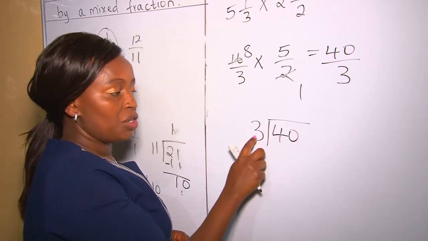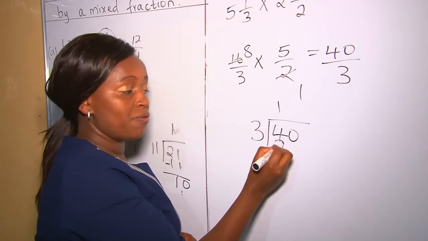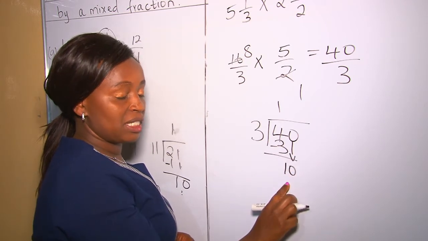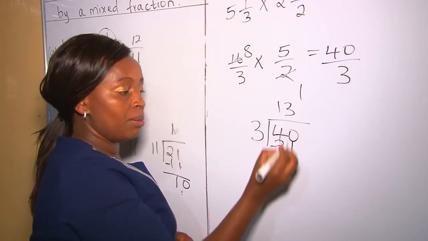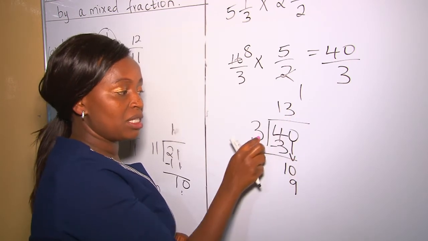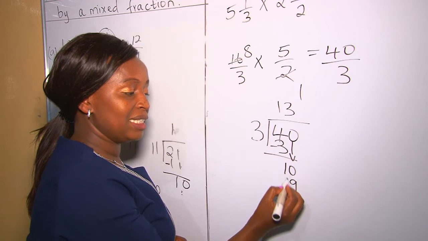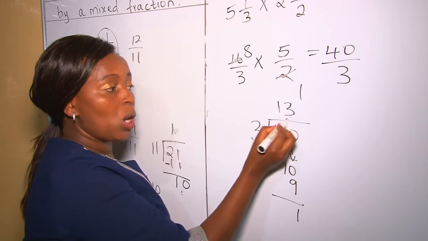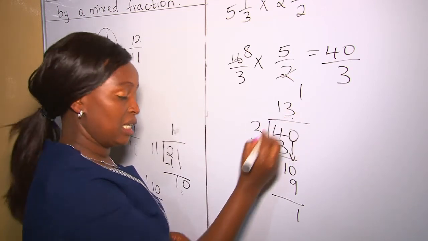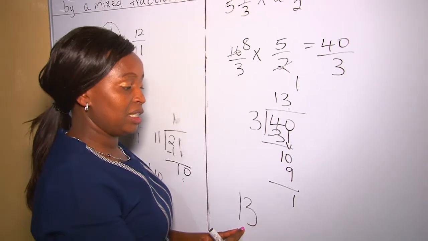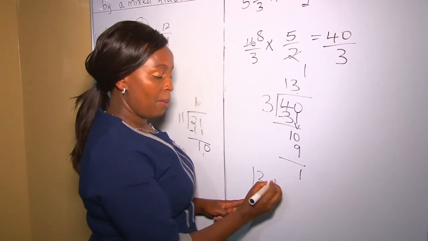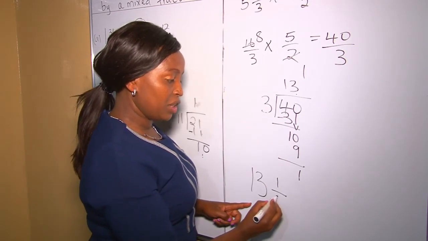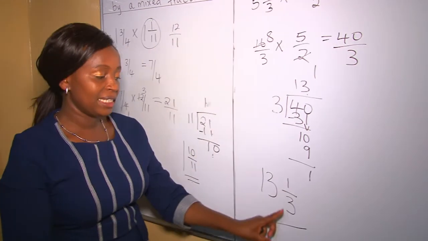How many times does 3 go into 4? 1, because of 3. So 4 take away 3 is 1, and you drop the 0 there, it becomes 10. 10 divided by 3, it's 3 because of 9. Remember, 3 times 3 is 9. Therefore, we take away 10 minus 9, it's 1. So our whole number is our quotient, which is 13. Our remainder becomes the numerator over our divisor, which is 3. And our answer is 13 and 1 over 3.